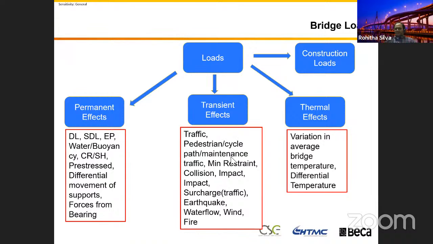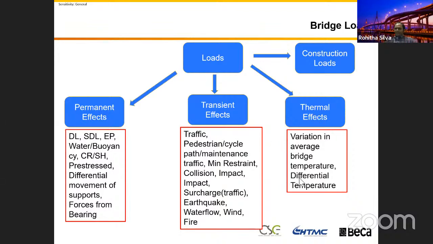The transient load, the load is going, it comes and goes, comes and goes. It's not stationary. The main one, we are designing the bridge for traffic. Of course, we talk about collision, impact, the surcharge because of the traffic behind the abutment, earthquake, wind, water flow, the fire. We talk about this one later. These are transient loads. These loads are in the bridge, but every second they vary within the bridge, especially traffic.